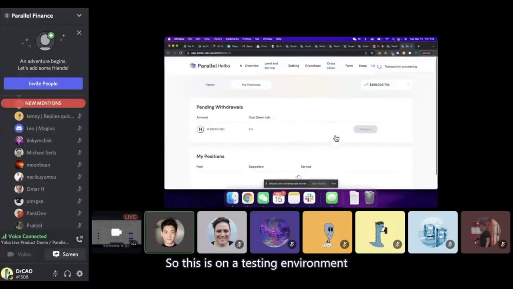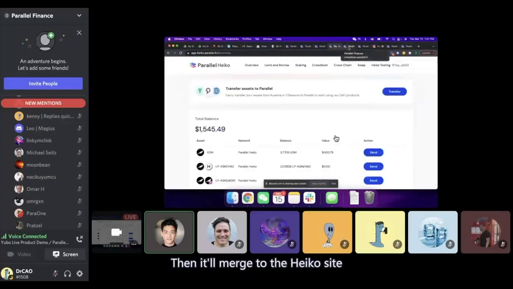So this is on a testing environment. That's why you see there's fake tokens right here. But once everything testing is done, then we merge to like the Heiko side. So yeah, that's the current progress on the Heiko side with a really simple demo.